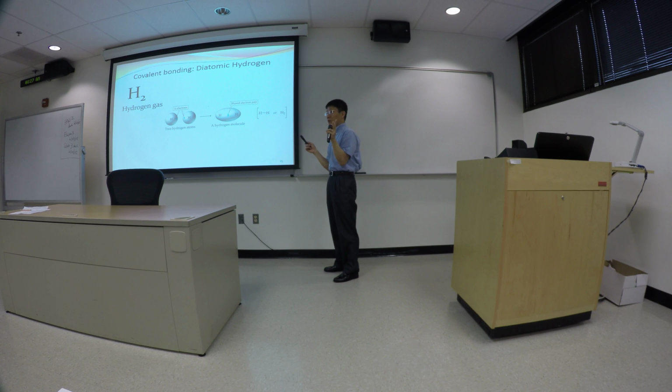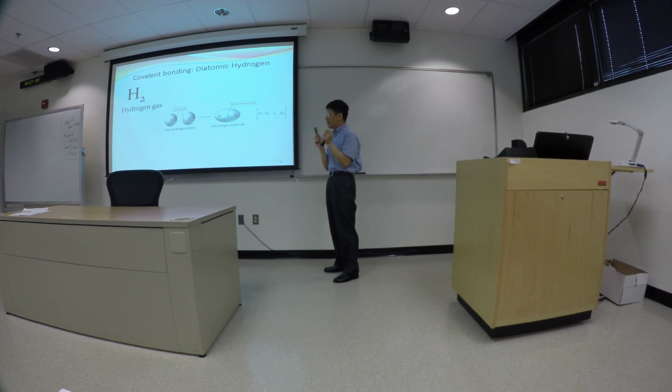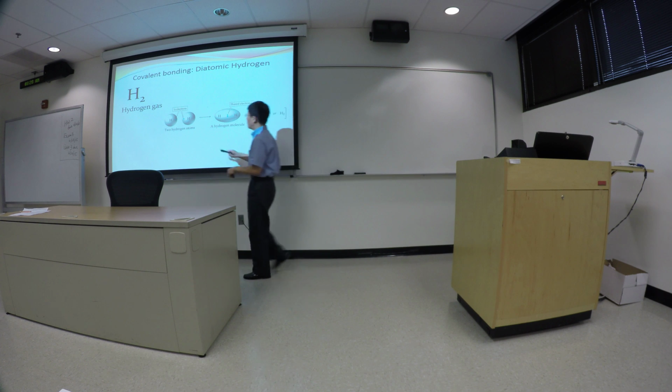Helium has 2 electrons all by himself. So hydrogen said, I want to be like helium. I need 2 electrons to be happy. I only have 1. How do I get 2? Well, let me find another hydrogen. We share those 2 electrons.